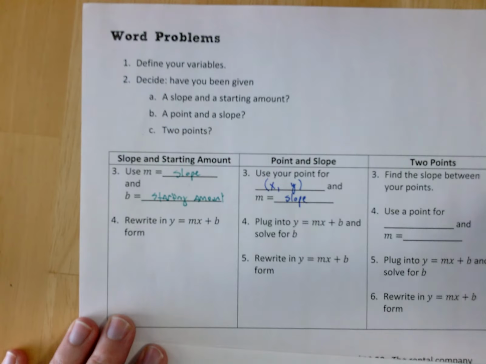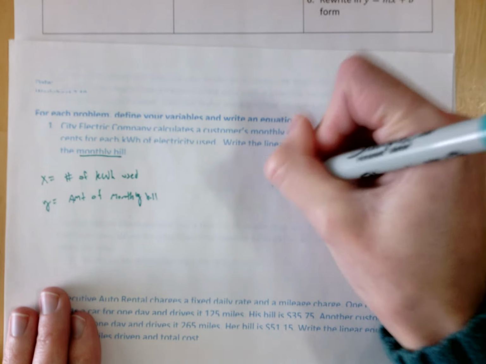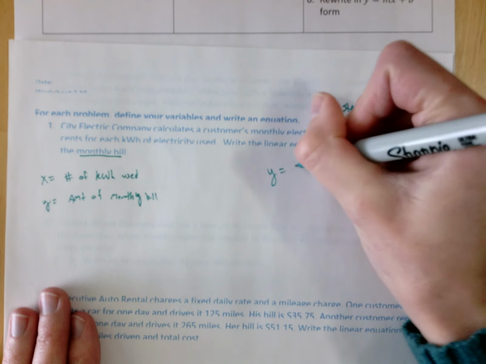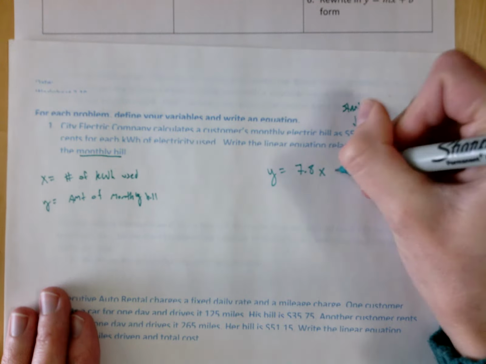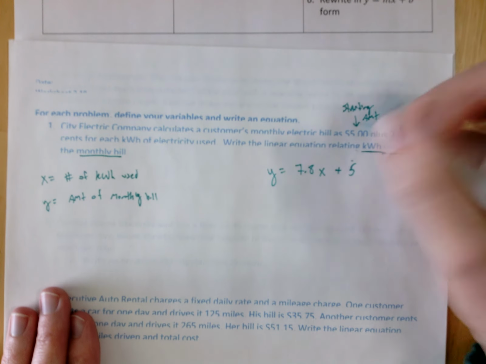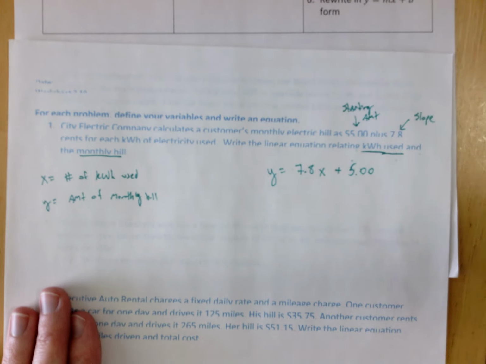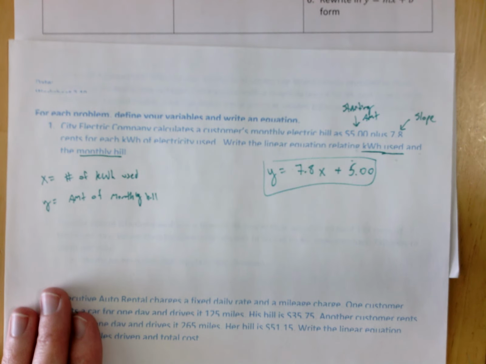And then you just plug it into y equals mx plus b. Okay, so these ones are super nice. So from here, I can just write the equation. It's just y equals my slope, 7.8, times x plus my starting amount, $5. Okay, and you could write 5.00 or just 5. It's the same thing, right? And that's it. That's my equation. So there's very little math for that one.